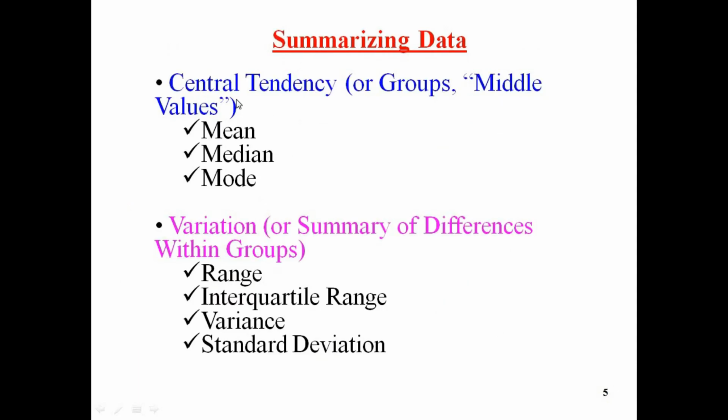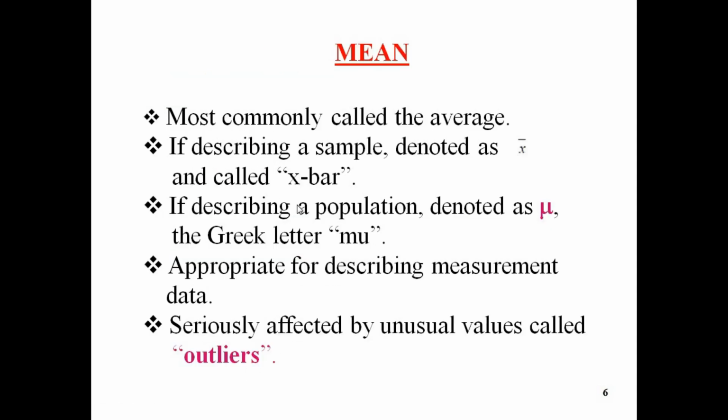For summarizing data, central tendency is also called the group's middle values. For this, mean, median and mode are used. Mean is simply called the arithmetic mean. And then for variation, or summary of differences within groups, we use range, interquartile range, variance and standard deviation. All these things I am going to explain.